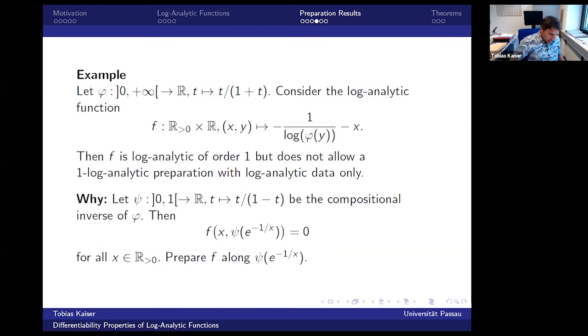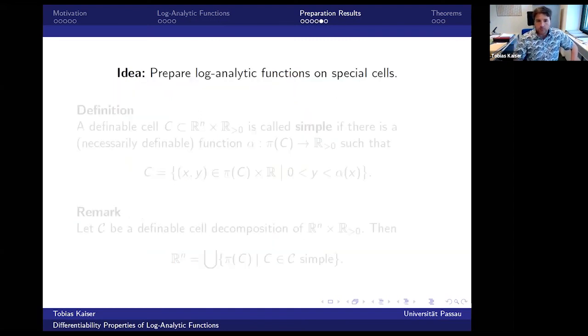So from the point of analysis, the idea is that we need some situations where we can use the preparation theorem, but where the preparation works with log-analytic data only. So the idea is to prepare log-analytic functions on special cells.